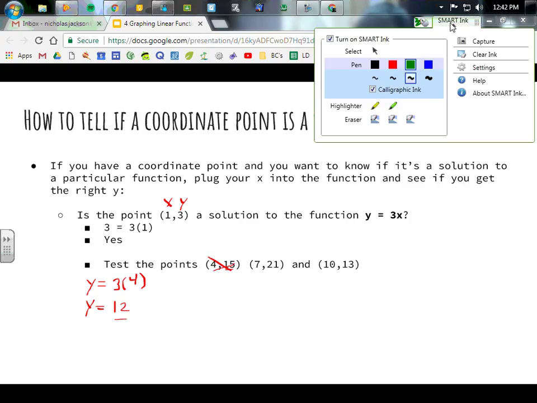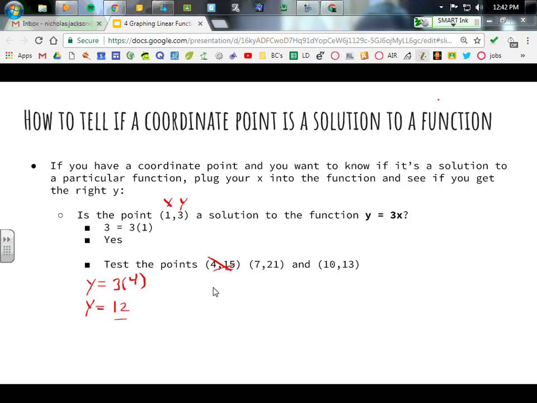Let's try the next point, which is 7 and 21. So once again, you plug 7 in, so 7 is your x, plug 7 into your function. So your function becomes y equals 3 times 7, and that gives you y is 21. All right, 21 is the y we were given in the original point, so this point is a solution to the function.